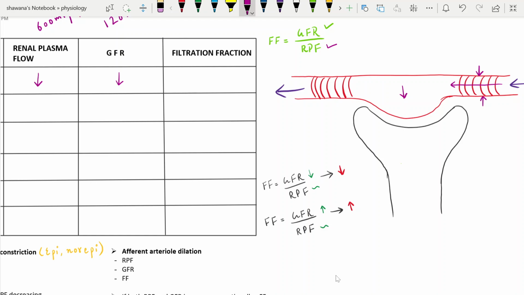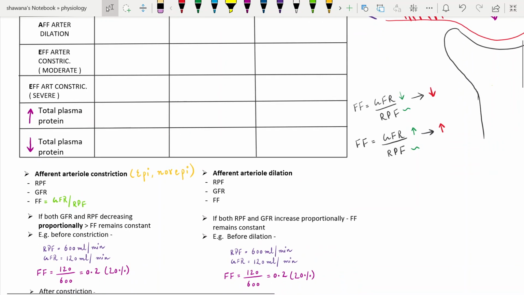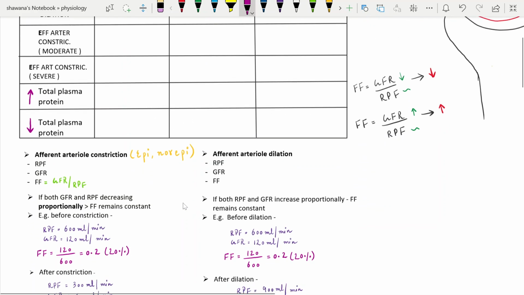And what about the filtration fraction? As I've told you, the filtration fraction is the division between GFR and renal plasma flow. If the GFR and the renal plasma flow are decreasing proportionally, both decreasing at the same time, then the filtration fraction would remain constant. I will represent it as C.